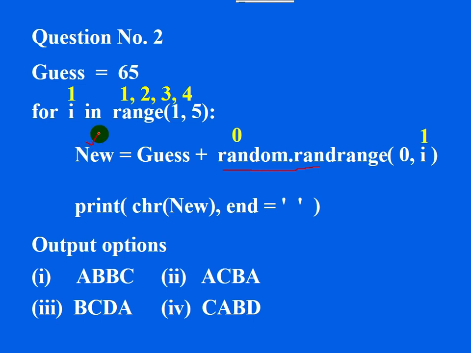What does variable new contain? Variable guess points to 65. So 65 plus 0, 65, which means variable new points to 65.